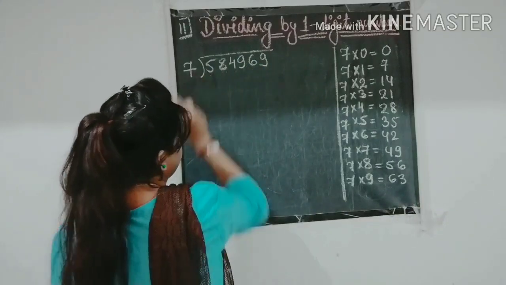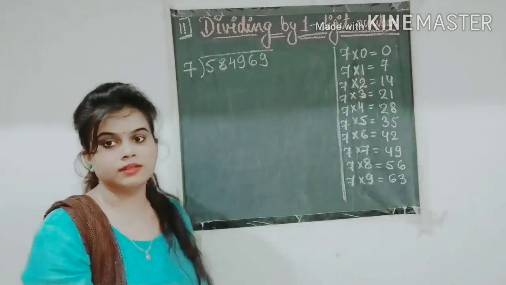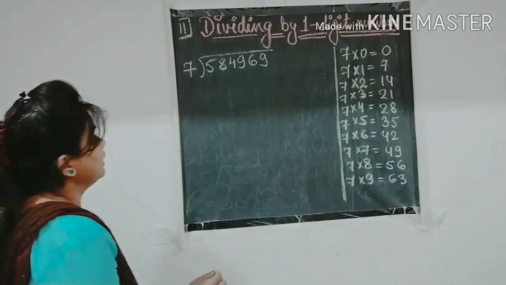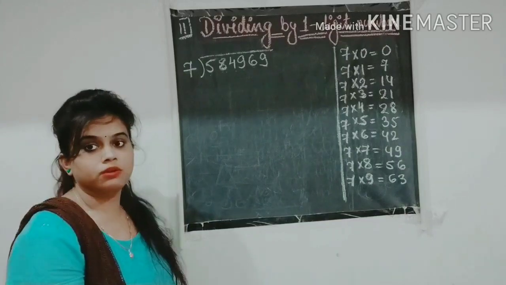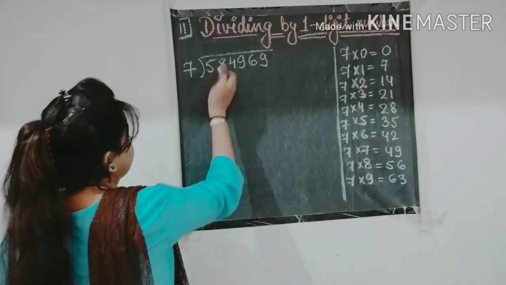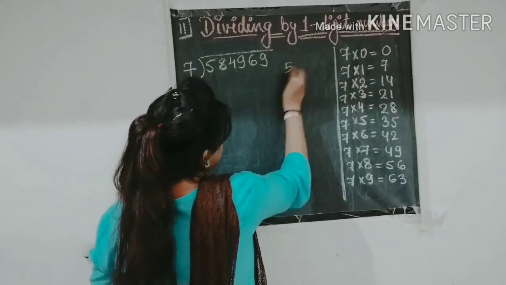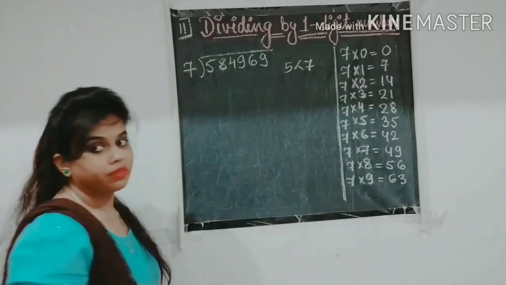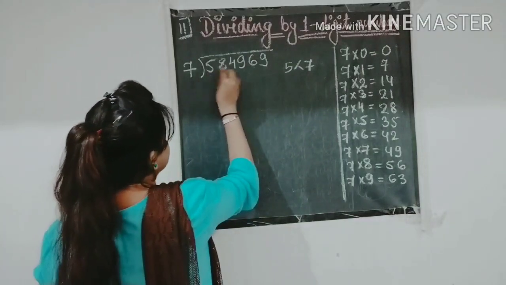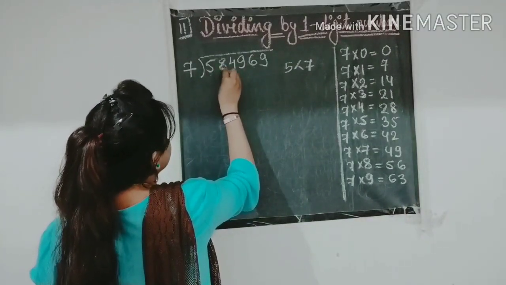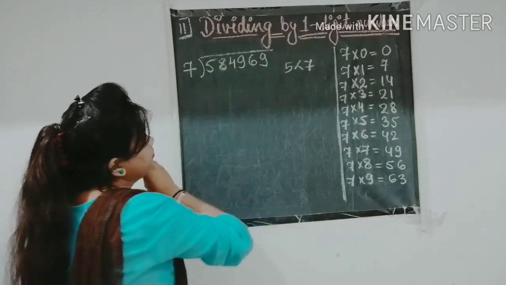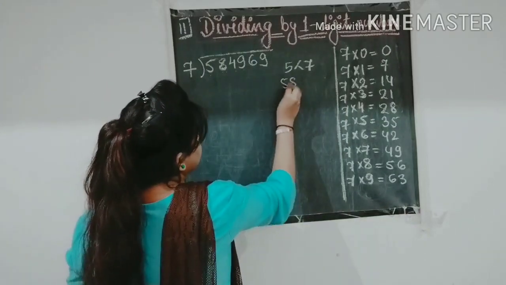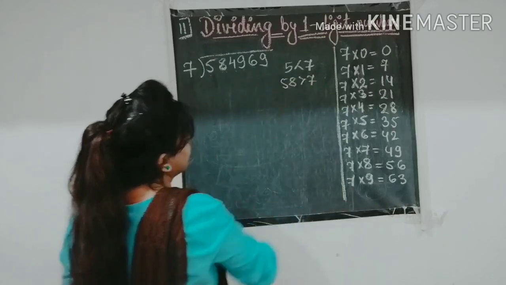5,84,969 divided by 7. So the first thing you have to do is write the table of 7. Start from 0. Okay. Next thing is compare the first digit of the dividend. This is 5. Now 5 is less than 7, so we cannot divide 5 by 7. So we have to take 2 digits, 5 and 8. If we take a 2 digit number, we can divide it. Now 58 is greater than 7.